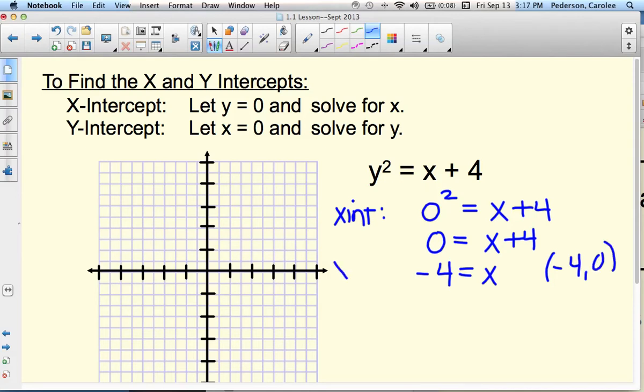So on our x-axis, we have an ordered pair. Here's (negative 2, negative 4). We have an ordered pair right here at (negative 4, 0). Now let's find the y-intercept, where it touches on the y-axis. So for the y-intercept, now we're going to do the opposite. We're going to let x equal 0, and we're going to solve for y.